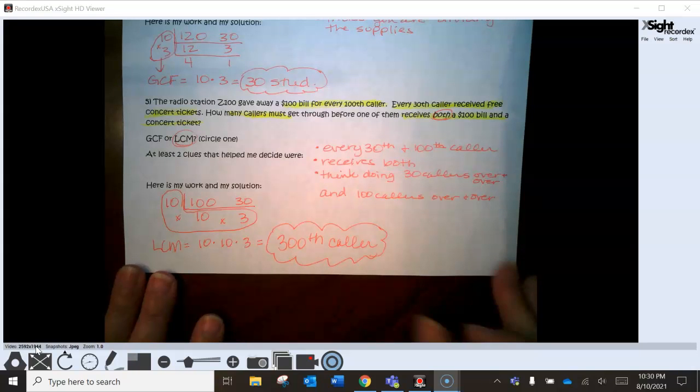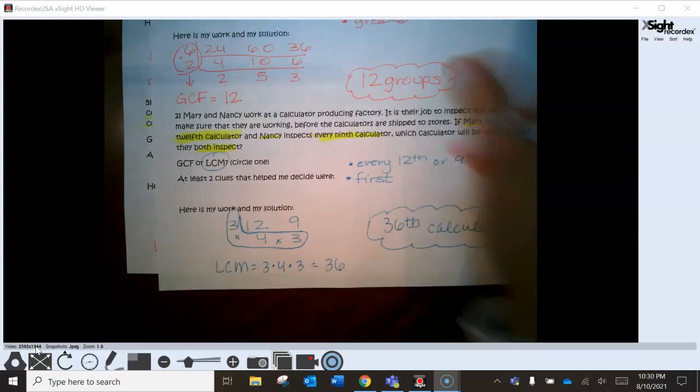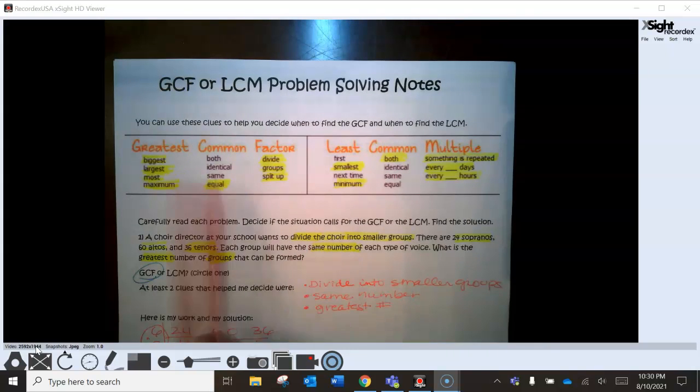All right, well, I hope this helped you to figure out how to look for keywords to let you know you're finding the GCF and the LCM. Again, the top part up here with these keywords is going to be very, very helpful. I hope you do well with this.